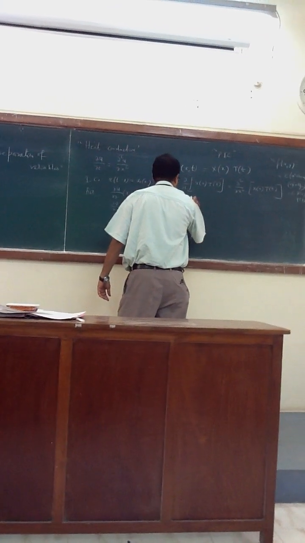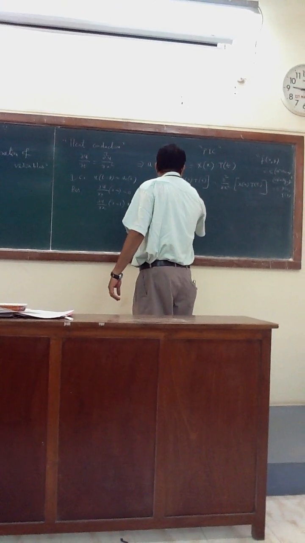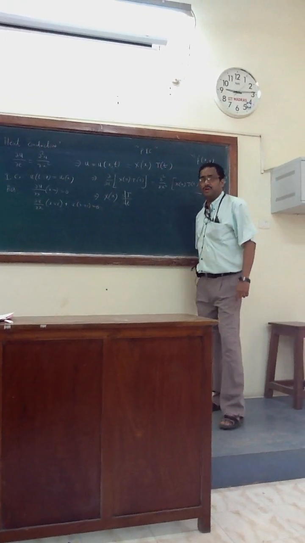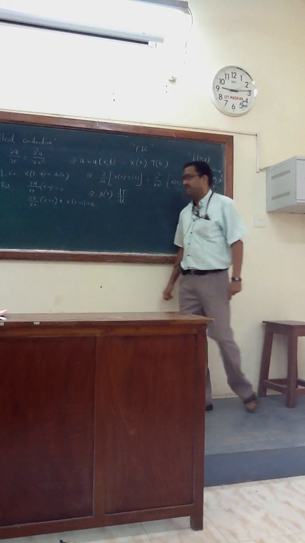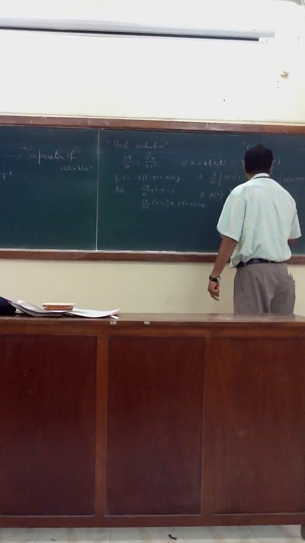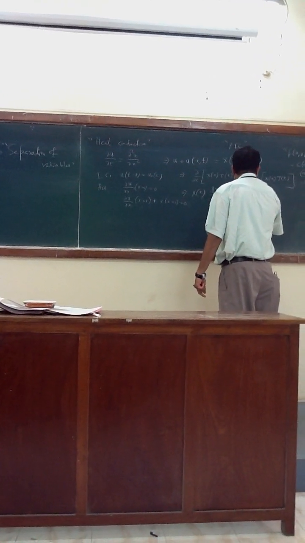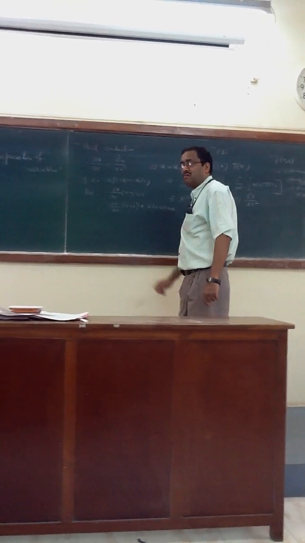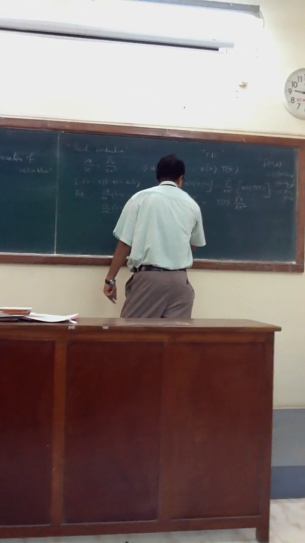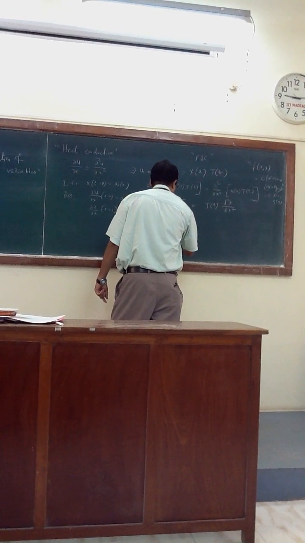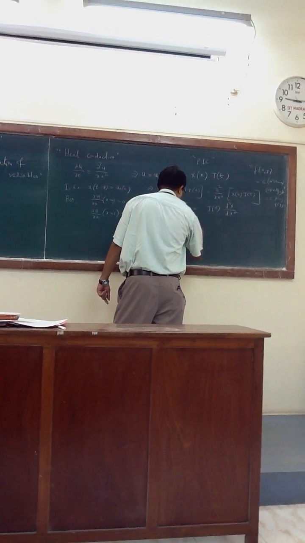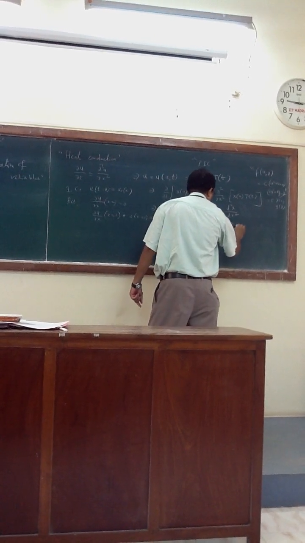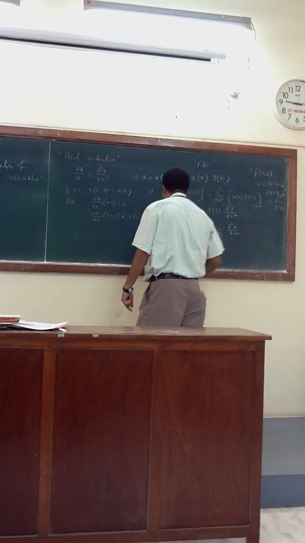X of small x, dT by dt, because no x will not be there. Only one variable, dT by dt. Okay. Next is T of t, d2X by dx square. Alright. Next step, 1 by T of t, dT by dt, 1 by X of capital X, d2 capital X by dx square.